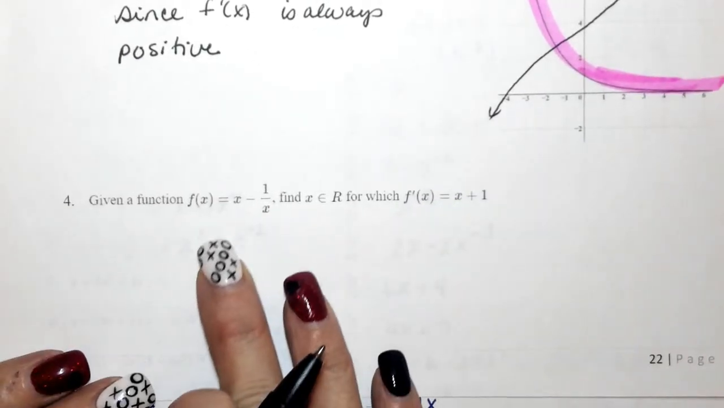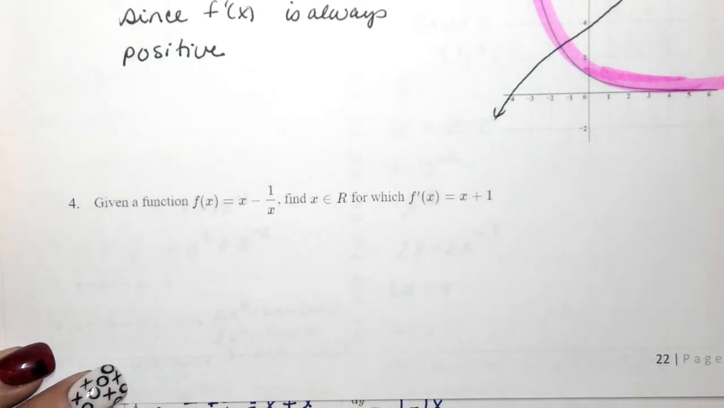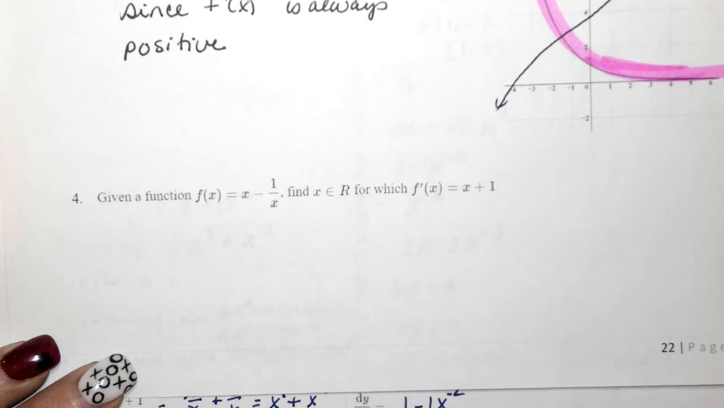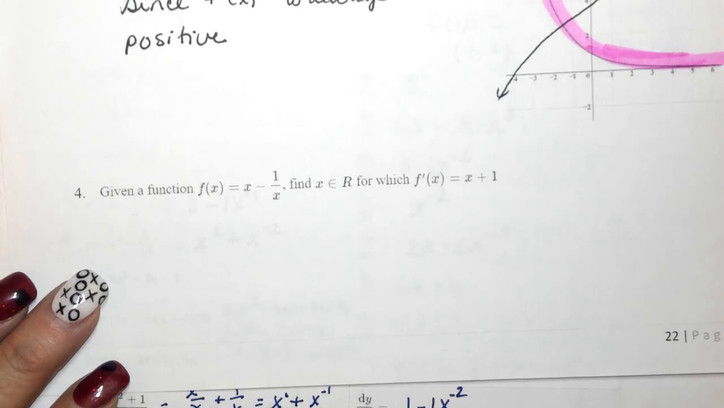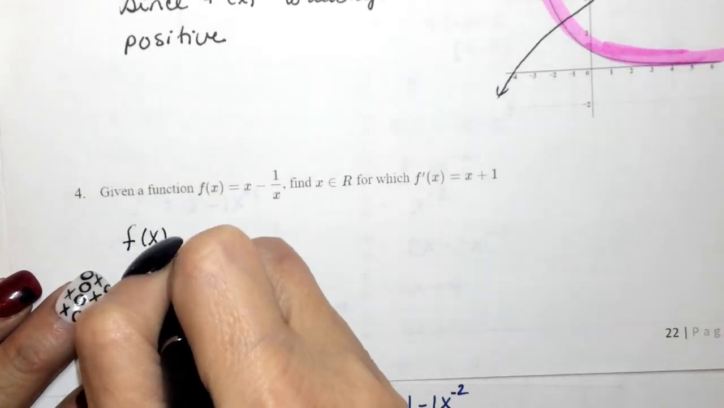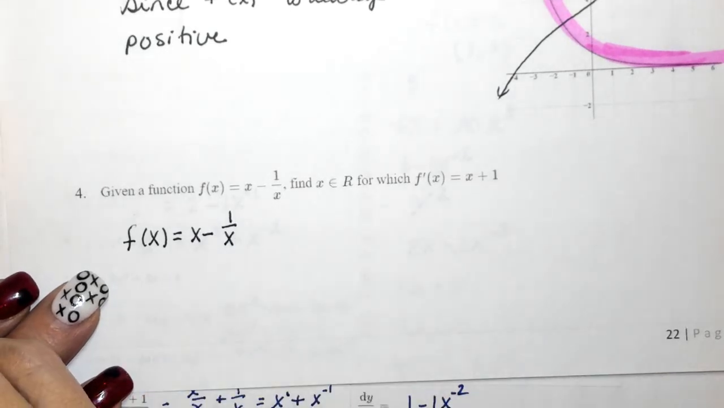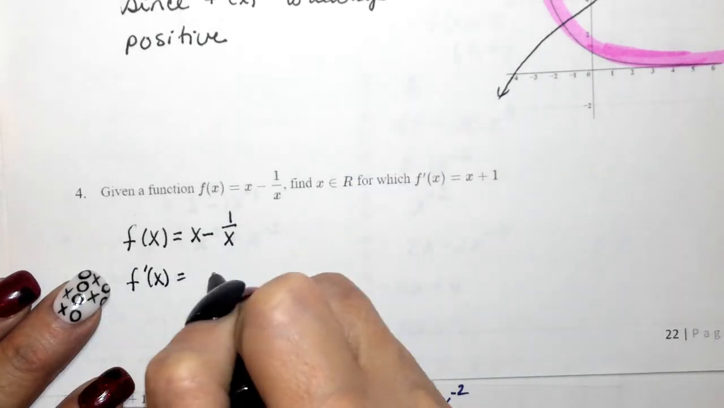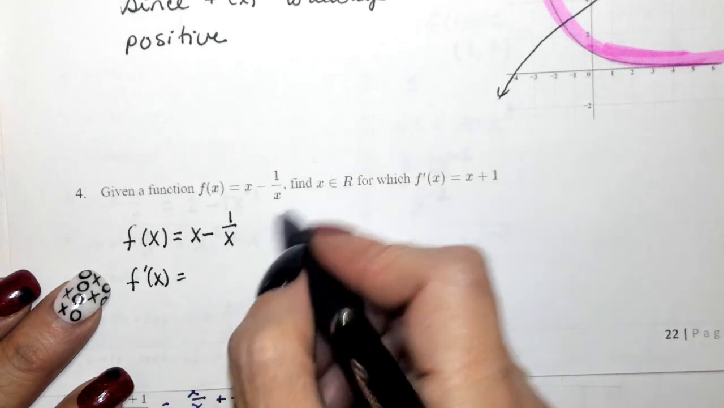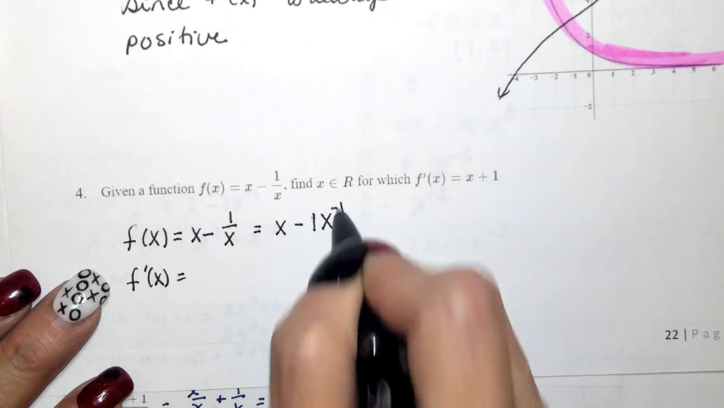Okay, last one down here on this one. Given a function f of x equals x minus 1 over x, find x, an element of the real numbers, for which f prime of x equals x plus 1. All right, so given this function that f of x equals x minus 1 over x, let's find the derivative. Let's find f prime of x. Well, let's rewrite this one real quick. x minus 1x to the negative 1.